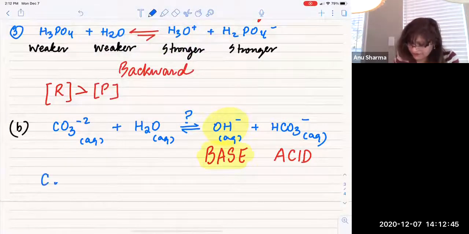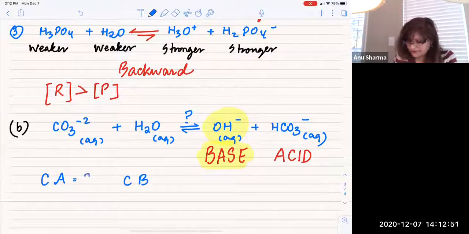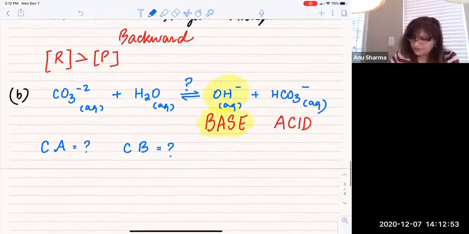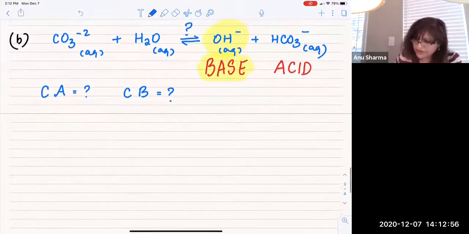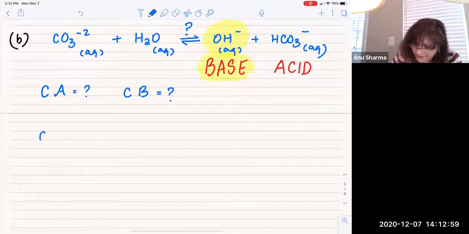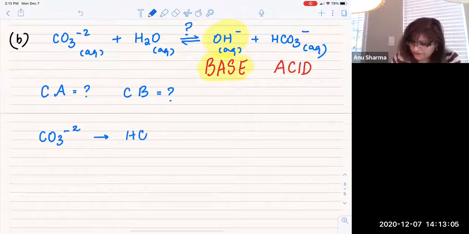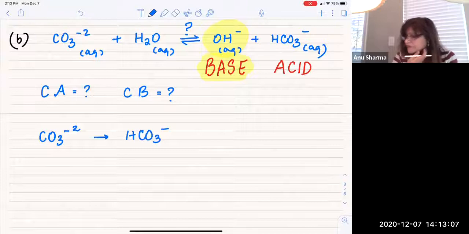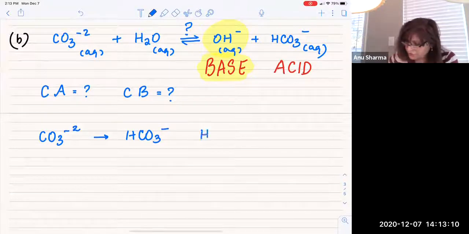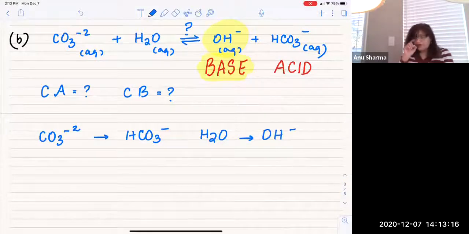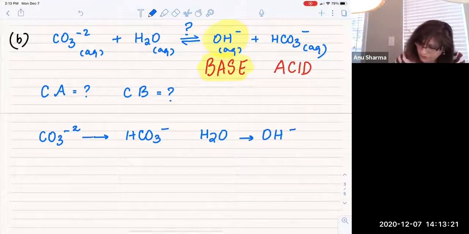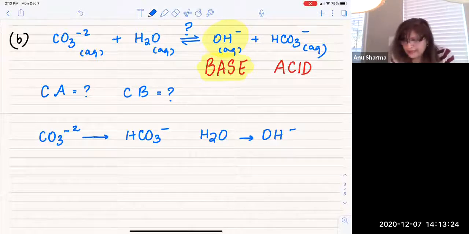Now comes the next part. Identify the conjugate acid and the conjugate base. Which one is the conjugate acid and which one is the conjugate base on the other side, with the carbonate and the water? You are comparing carbonate ion to the bicarbonate, because that's where it's coming from. Next you're going to compare H2O and OH. So how did the bicarbonate happen, or what happened here?